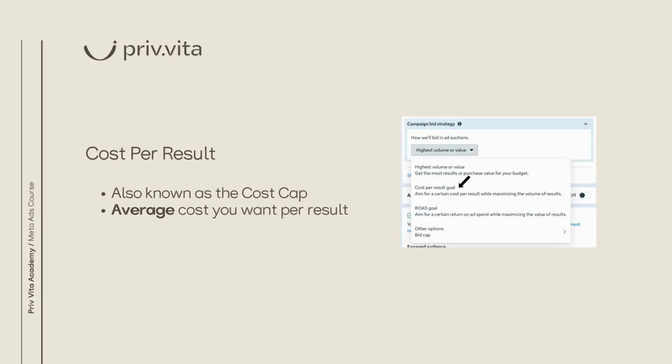Then you have the cost per result goal, which is also known as the cost cap strategy. Here, you tell Facebook the average cost you want per result, and it tries to stay around that while still getting conversions. The word average is important here because if you set a $20 goal, Facebook can still get you a $30 result there and a $10 result here. As long as it averages out to $20, it still goes and spends the money. ROAS goal works the same way, but instead of the cost per acquisition, you are optimizing for the return on ad spend.